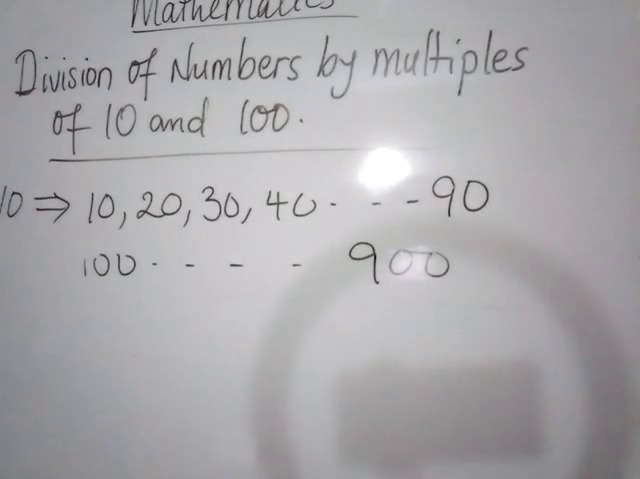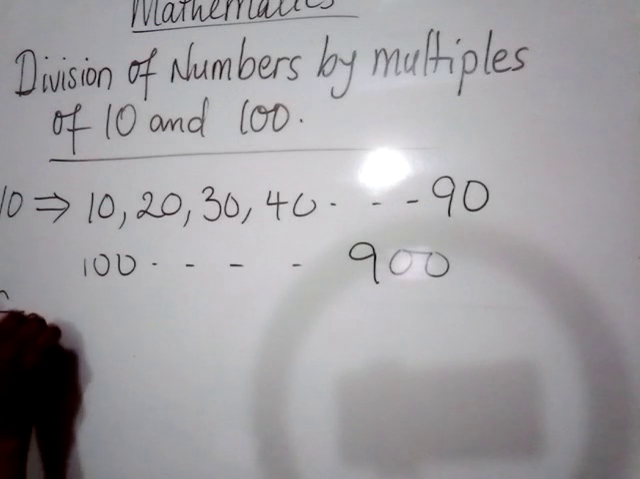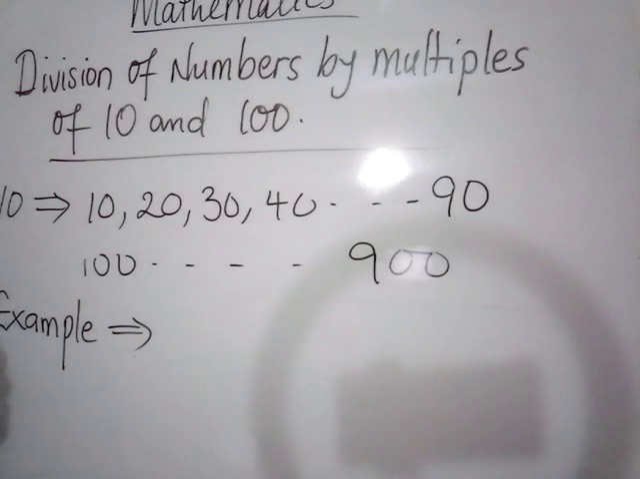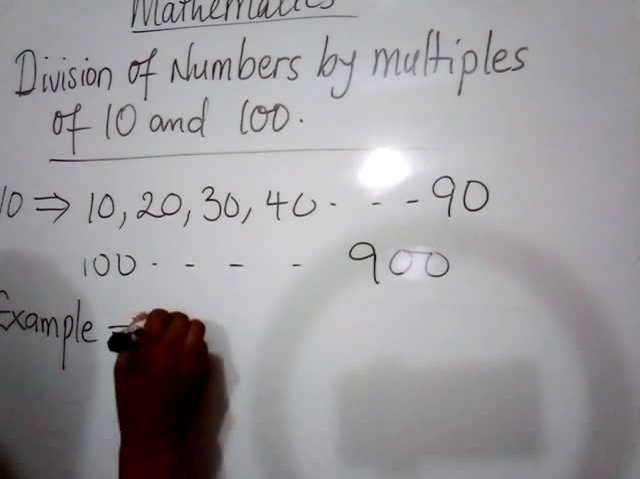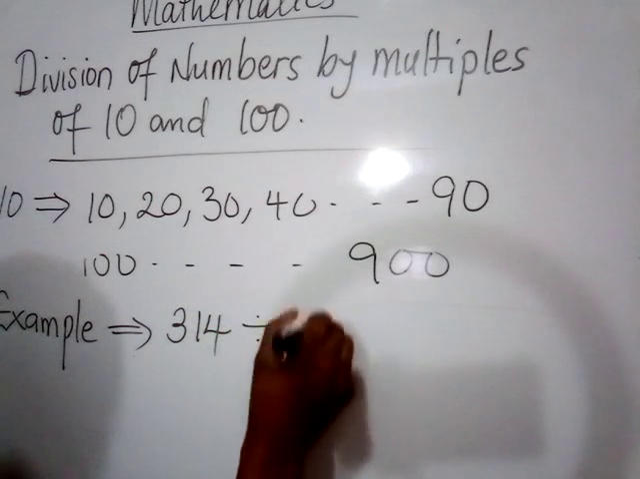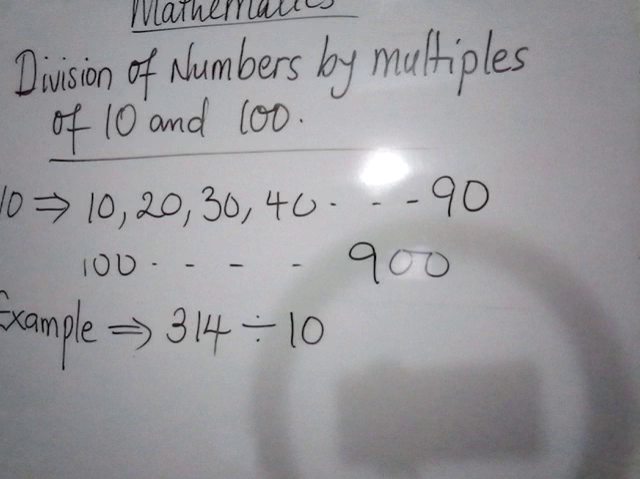for 100. So for a start, we are going to look at some numbers being divided by the multiples of 10. So the first example here would be, let's say, 314 divided by, let's start with 10.